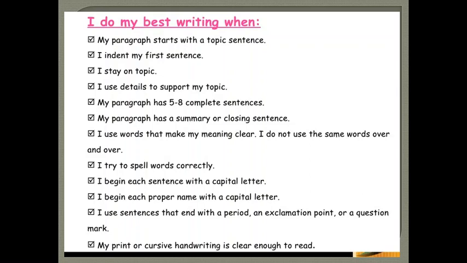For example, these are things that we should take into consideration if we want to write a good paragraph. My paragraph starts with the topic sentence. This you need to look at. I indent my first sentence, leave space. I stay on topic. I use details to support my topic. My paragraph is 5 to 8 complete sentences. My paragraph has a summary or closing sentence. I use words that make meaning clear.